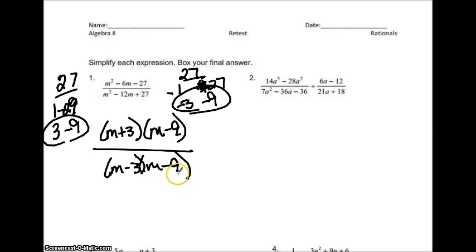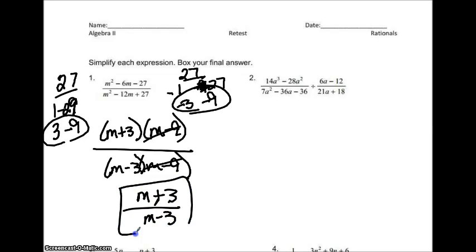So now you look and see what will cancel. My m minus 9 cancels. The m plus 3 and m minus 3 will not cancel because one is positive and one is negative. So my answer is m plus 3 over m minus 3.